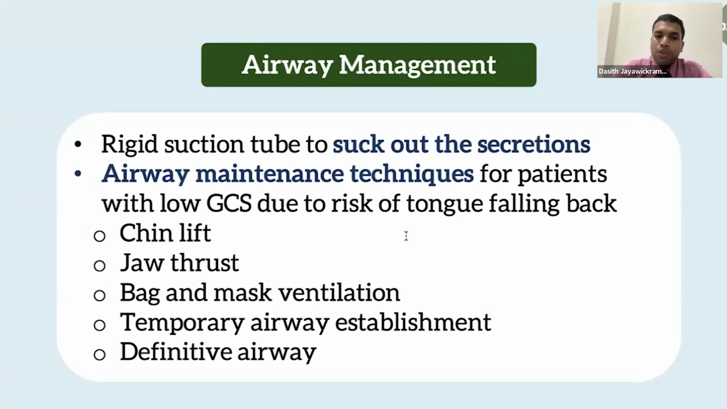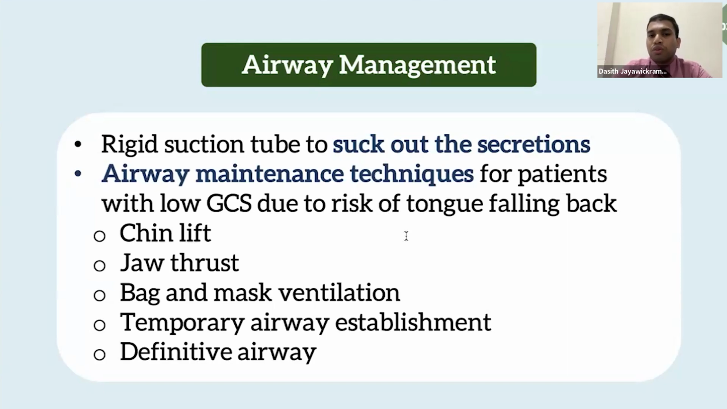And then we do the bag and mask ventilation. We apply an Ambu bag, connect it to the high flow oxygen, and we do the bag and mask ventilation with temporary airway establishment. What is a temporary airway? We apply an oropharyngeal or nasopharyngeal airway, and we do bag and mask ventilation. Once the patient achieves adequate oxygenation, we attempt the definitive airway.